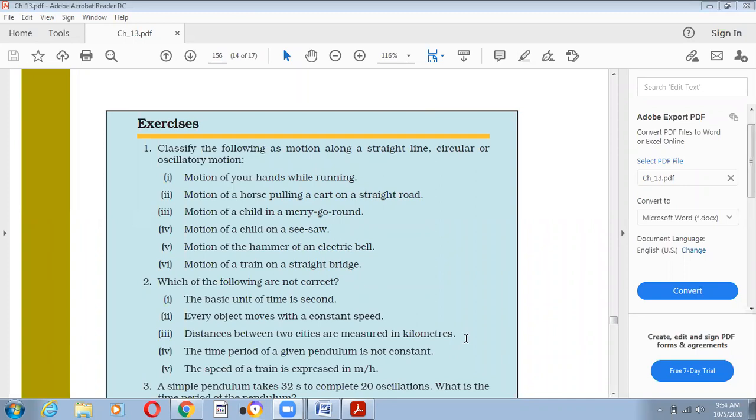Then motion of a child on a seesaw. Seesaw, you can say that it's not circulatory, it's half motion. So what kind of motion is this? That is oscillatory, we can say.